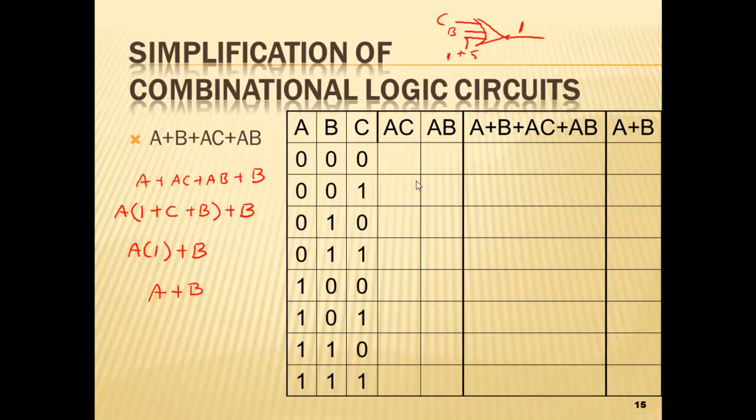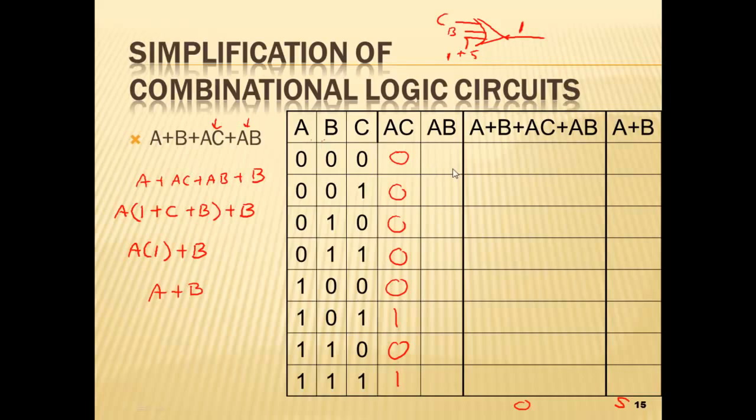That's our simplified form. So if you look up here for our original, we've got A, B, an AC, and an AB, and then we're going to OR those four together: A or B or AC or AB. That's our original. Our simplified is just the A or B right here. So let's work through this. A and C is going to be this column and this column, right there and there. So 2 highs gives a high out. So we've got 0, 0, 0, 0, 0, 1, 0, 1.